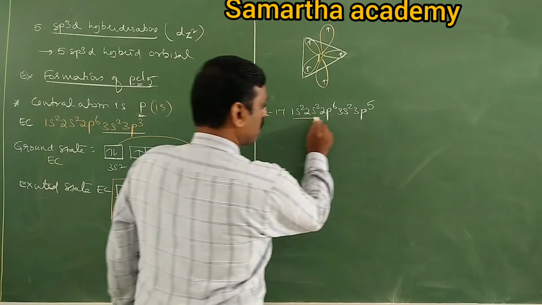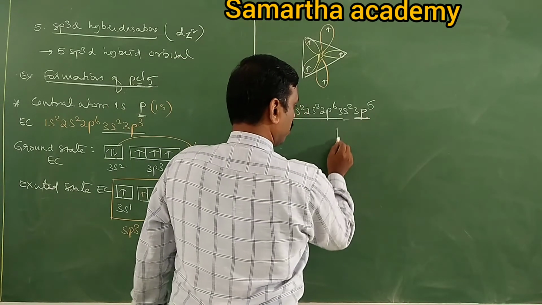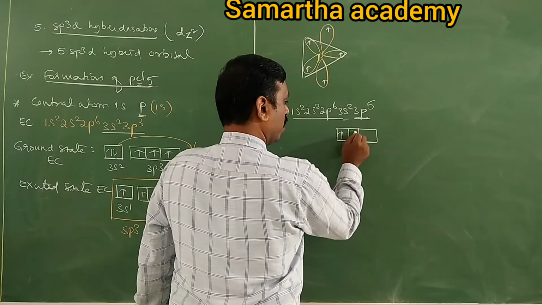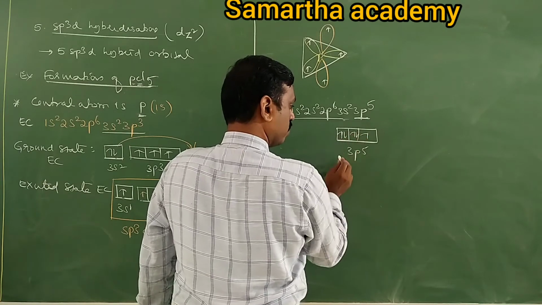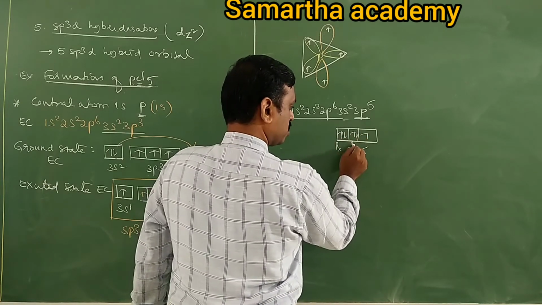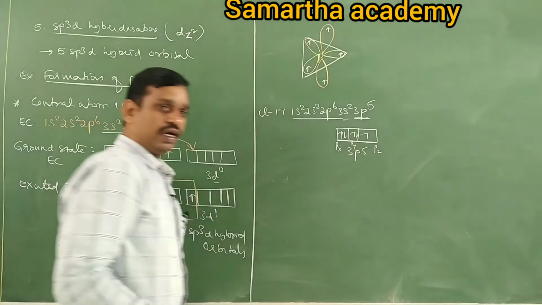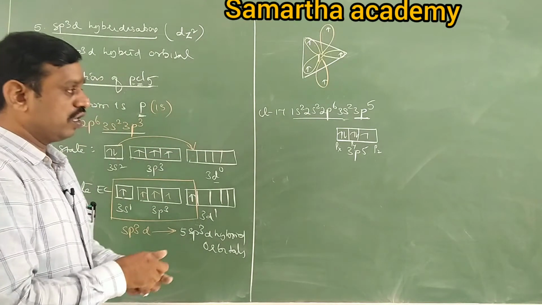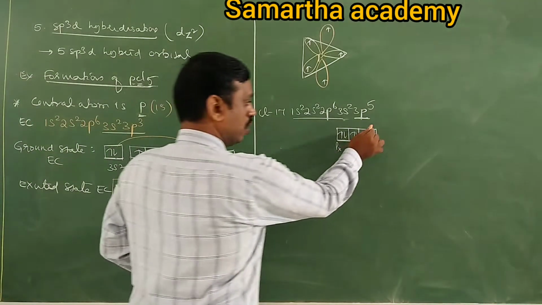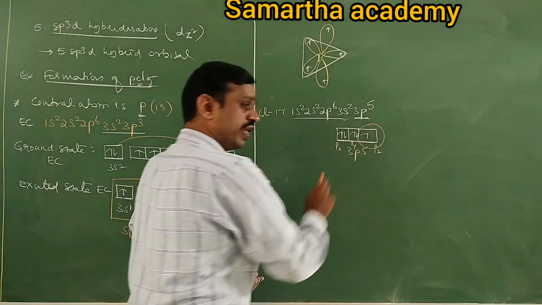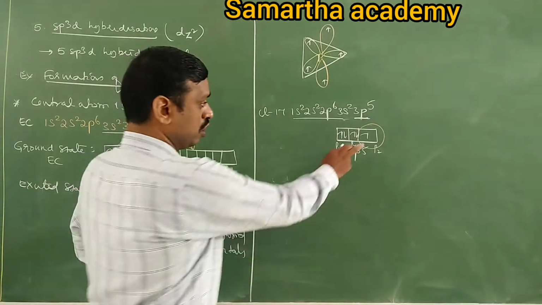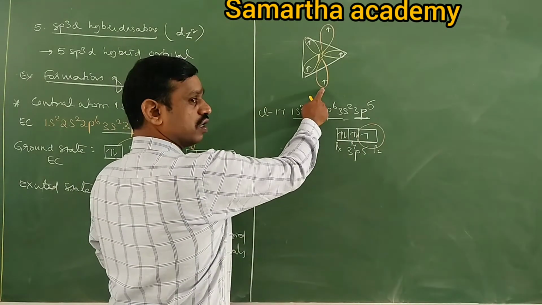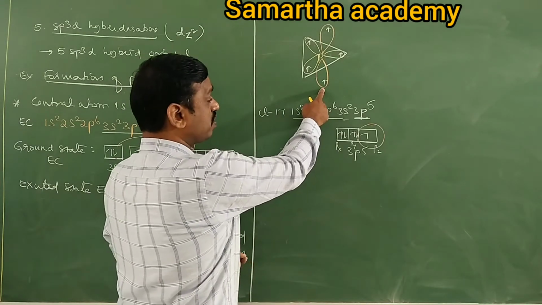Right. Now all are completely filled except 3p5. If you write 3p5, it is like this: 1, 2, 3, 4, 5. It is px, py, pz. In 3p5, which p orbital is half filled? Pz. Only the pz orbital of chlorine is half filled. Therefore, the pz orbital of chlorine overlaps with the sp3d hybrid orbital of phosphorus.